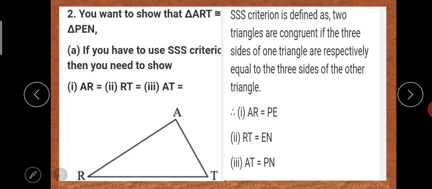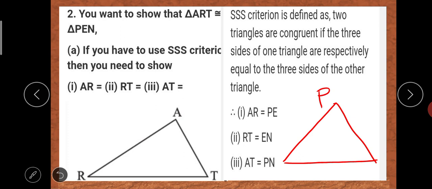Next, question number 2c. You want to show that angle ART is congruent to angle PEN. Okay. Now, if you have to use the SSS criteria, then you need to show that. So here ART is given. So we will draw another angle. Okay, the name given here is PEN. Okay, both angles are similar. I have drawn it, but it is similar.